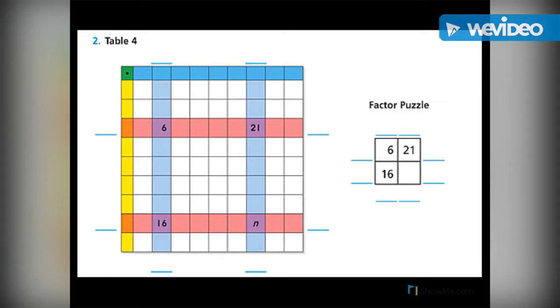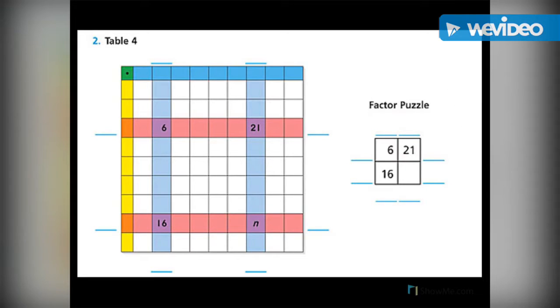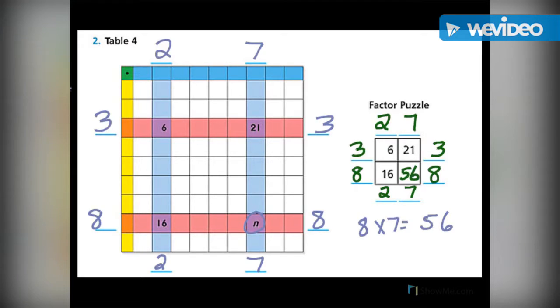Now it's your turn. I want you to turn and talk, work with a partner, see if you can find the missing factors in your multiplication table. Then transfer your answers to your factor puzzle. I'm going to give you a couple minutes and then we'll go over it together. So press pause. All right, let's go ahead and check.